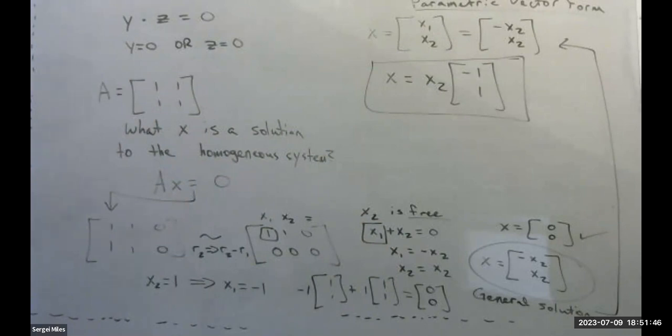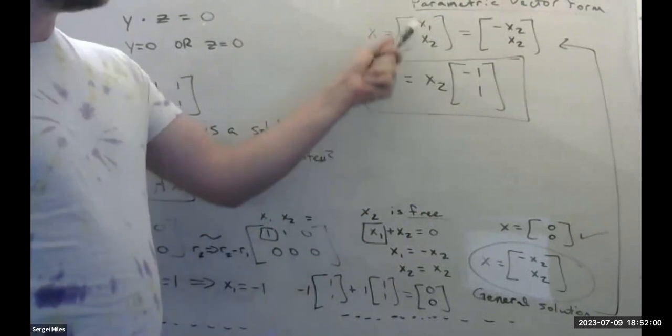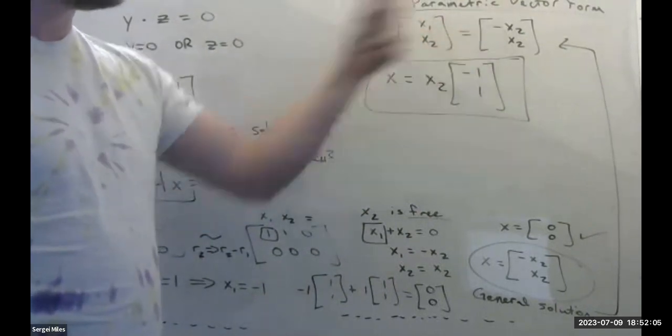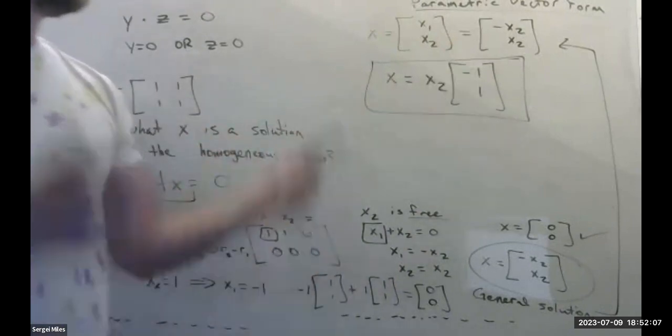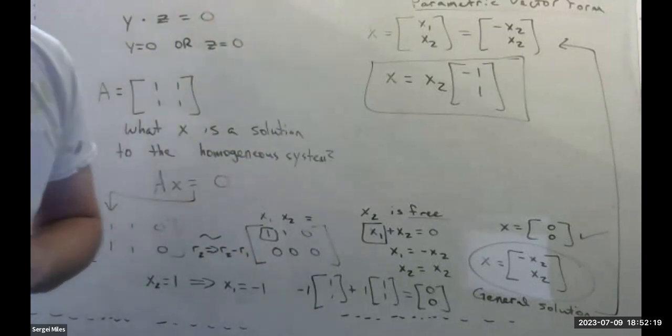I've had students try to write their answers in parametric vector form in the past, and they include their pivots in the answer. That is wrong. That is not parametric vector form. In parametric vector form, the pivots do not appear because the pivots, such as x1, depend on your free variables. So in parametric vector form, only your free variables are going to appear in the final answer. Of course, we're going to do more examples of this, but I want to go ahead and really showcase this example before we move on.